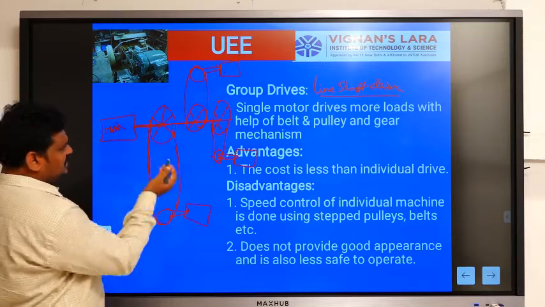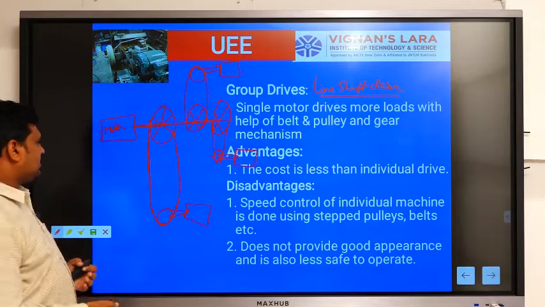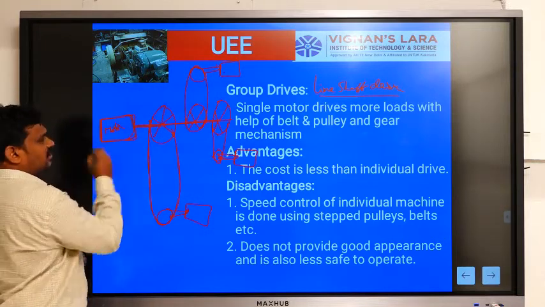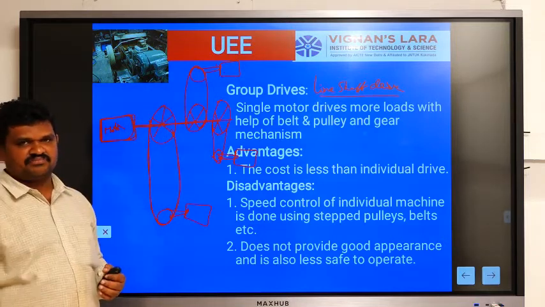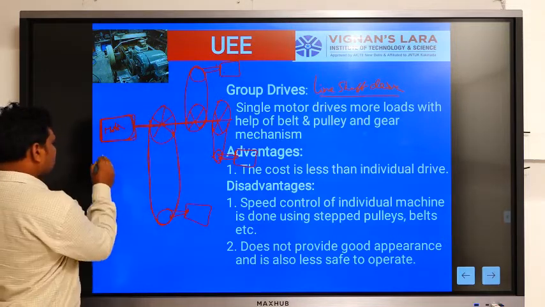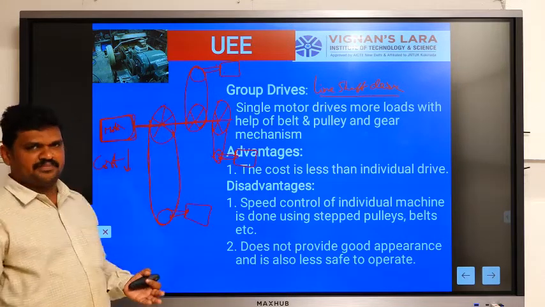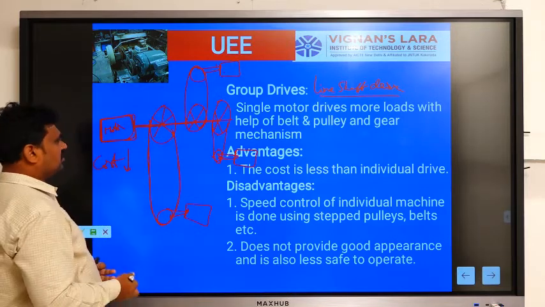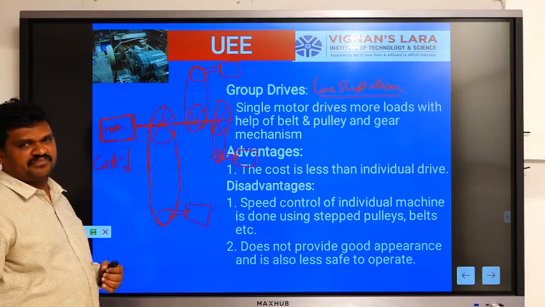So what is the advantage of this group drive? The advantage is we use only a large size single motor to drive all these machines, so that the cost will be reduced. It has less cost, means it is economical. Okay, but it has many disadvantages.